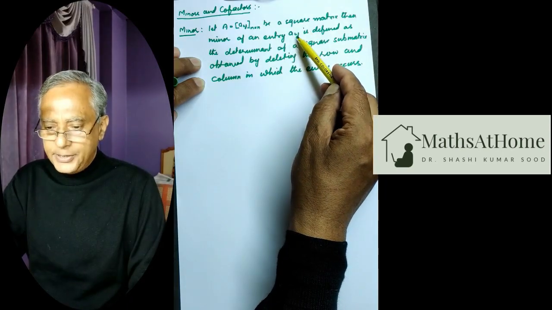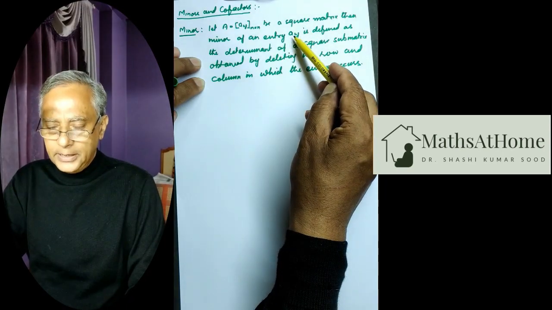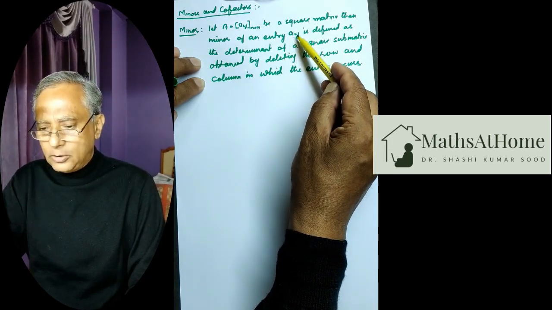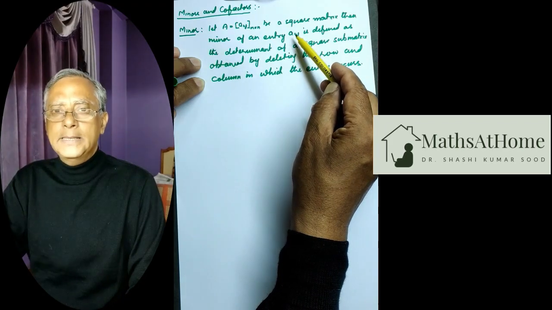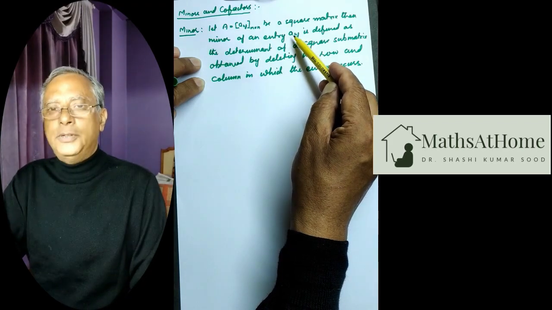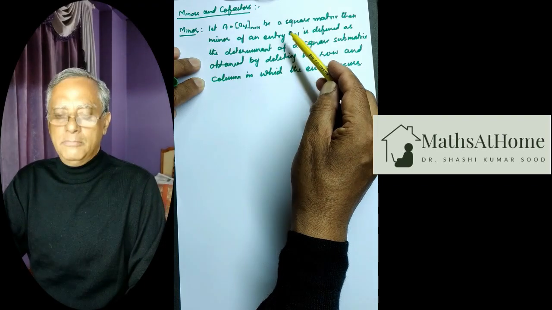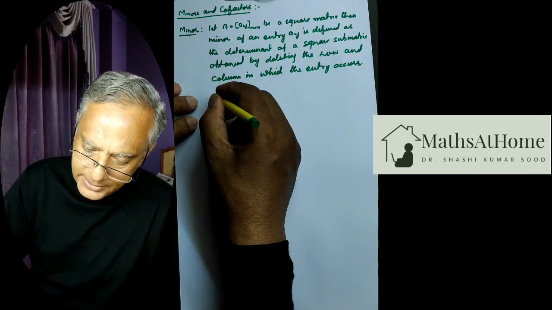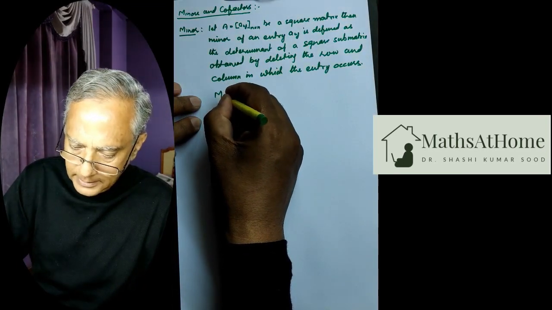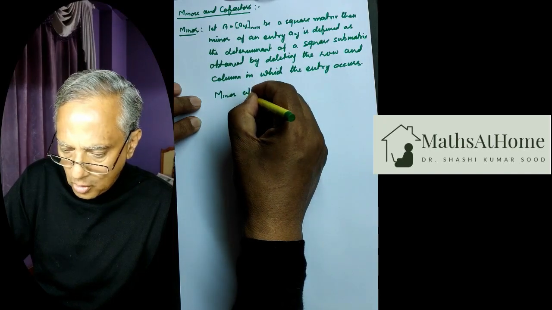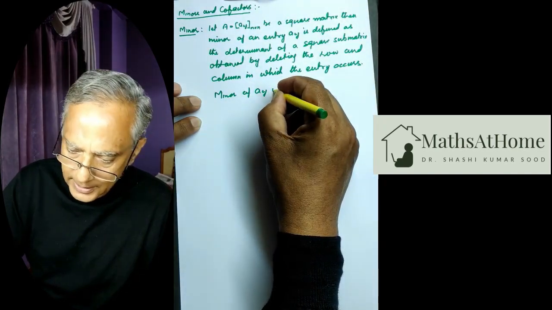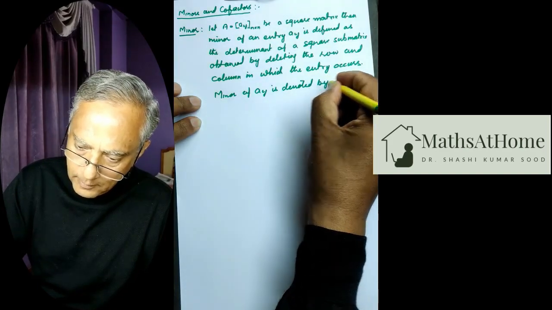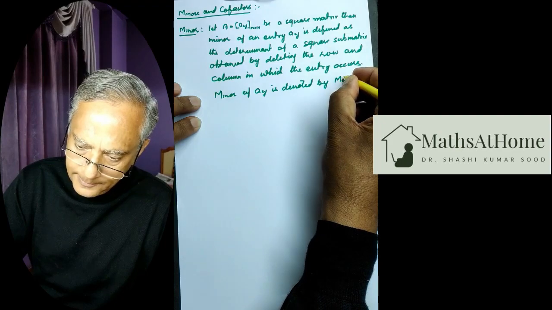For the entry Aij, we will delete the ith row and jth column. Then by deleting the ith row and jth column, we will get a square submatrix, and the determinant of this square submatrix will be the minor of the entry Aij. The minor of Aij is generally denoted by Mij.